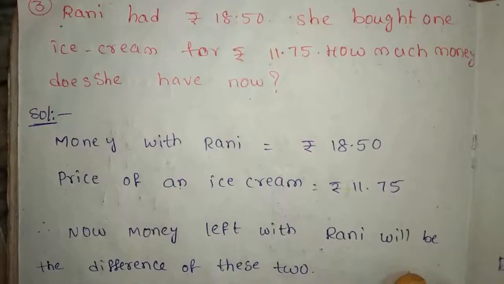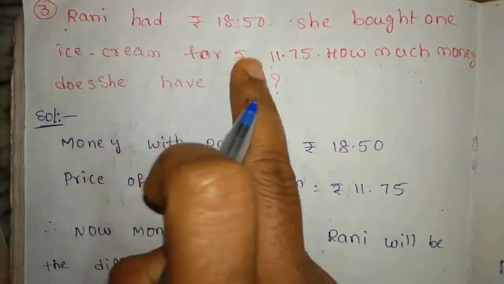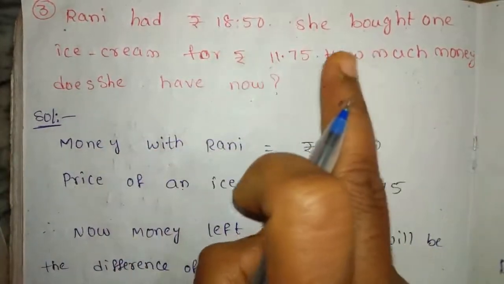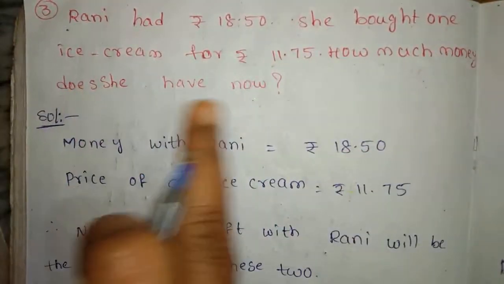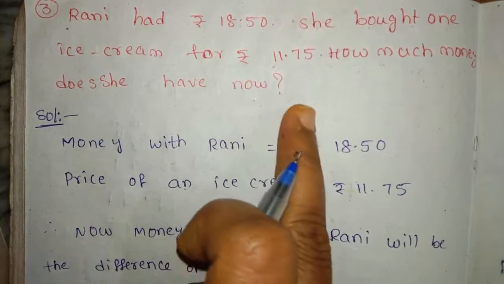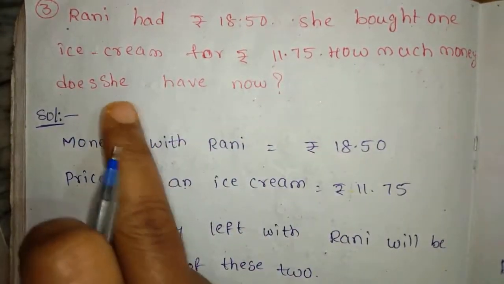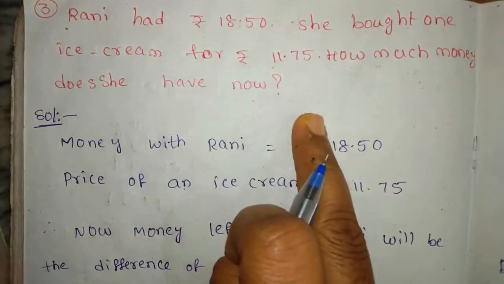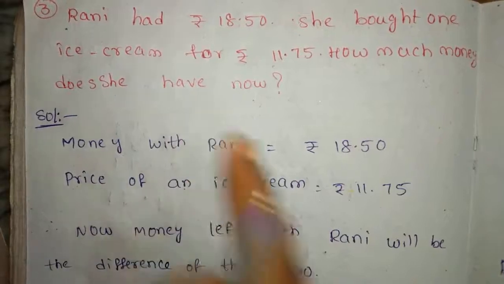Okay. Now let us see the next question, that is: Rani had rupees 18.50. She bought one ice cream for rupees 11.75. Now, how much money does she have now? Now we find how much money she has.